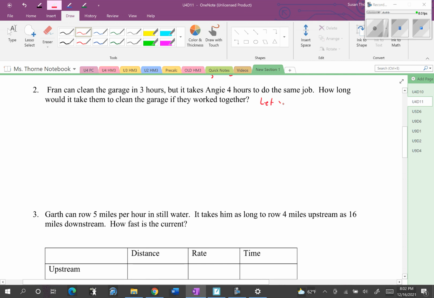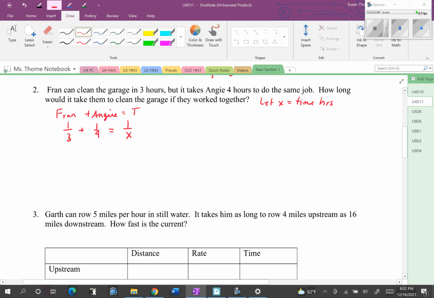So let x equal the time in hours. So we have Fran plus Angie equals the total. So Fran can clean one garage in 3 hours, but it takes Angie 4 hours to do the same job, so 1/4. And then how long would it take them to clean the garage if they work together? So one garage equals x amount of time.